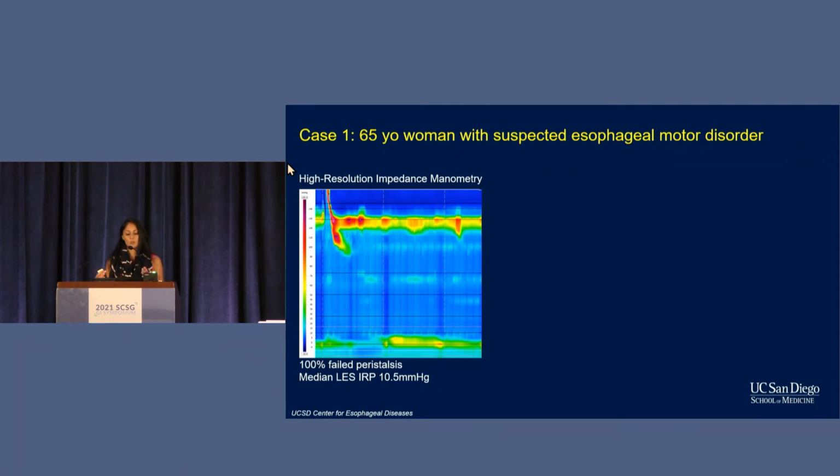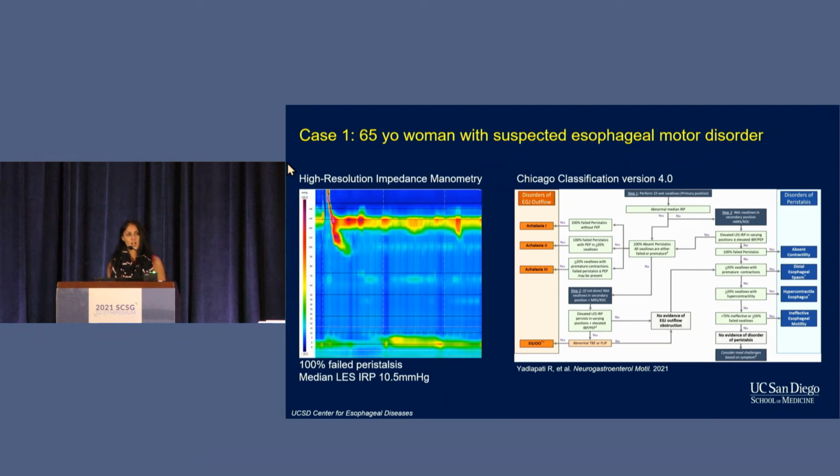You can see that with swallowing, there's failed peristalsis, but the IRP, the LES relaxation pressure, was in the normal range. It was 10.5 across all of the swallows. If we look at our Chicago classification, which is now in version 4.0, technically this meets criteria for absent contractility, but it's really important to note that if you suspect that a patient has achalasia and their IRPs are in that borderline upper limit of normal range, you should rule out achalasia. And certainly in her case, given her symptoms and her endoscopy, that was a concern.